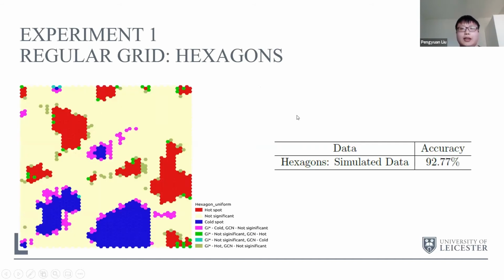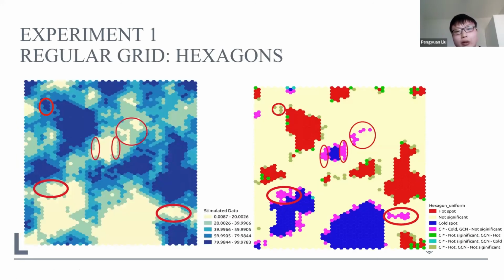The result shows that the graph convolutional neural network can achieve a really good performance in terms of accuracy, and the visual comparison between the result produced by the graph convolutional neural network and the local GiStar statistics is shown on the left hand of the map. We can say that the graph convolutional neural network captured the spatial patterns relatively well.